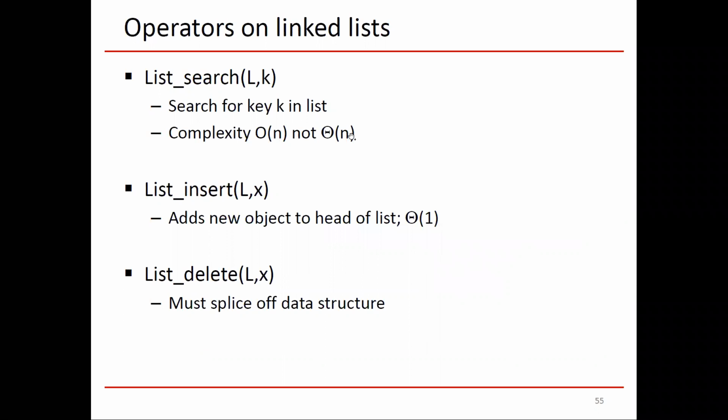Some operators on linked lists. So one operator is that you're searching inside a list L for the object with a key K. And of course, if that object doesn't exist, you return a nil. Now, what's the complexity of this operation? So you go to the first location of the list, and if that's the correct object with key K, you're done and you return the pointer. And if not, then you move on to the next one. And if that's the correct one, you're done, and so on.